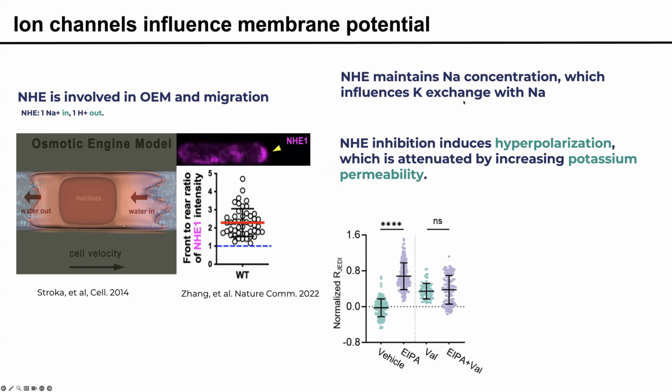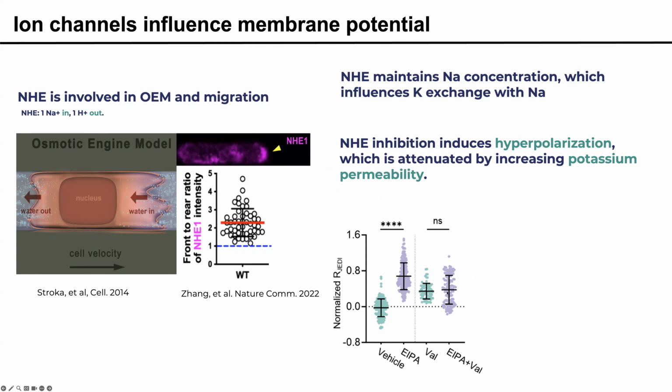It turns out it does, actually quite dramatically. Even though it doesn't change the charge state of the cell, it does influence potassium exchange, right? It changes sodium concentration, which influences the sodium-potassium exchanger, and that ultimately influences potassium concentration. So if you use EIPA to inhibit NHE, you will lead to cell hyperpolarization.